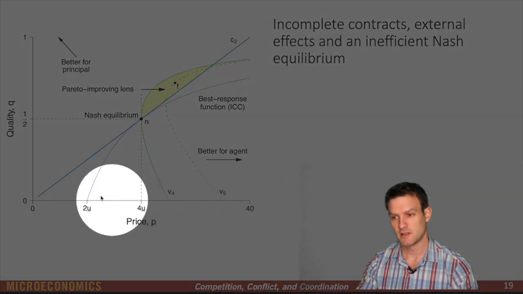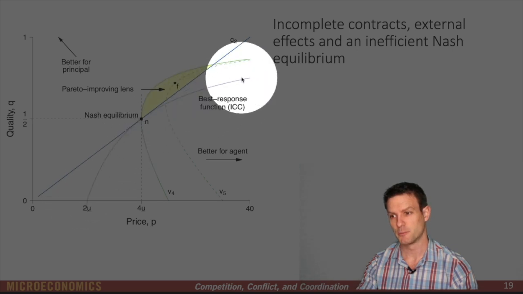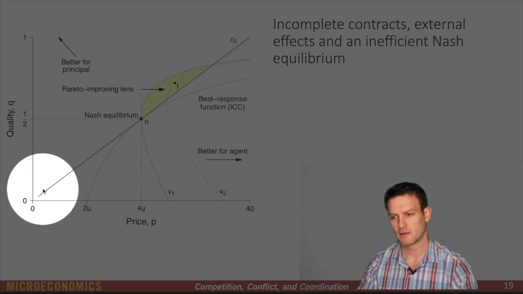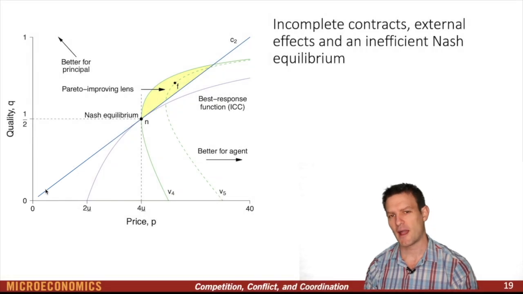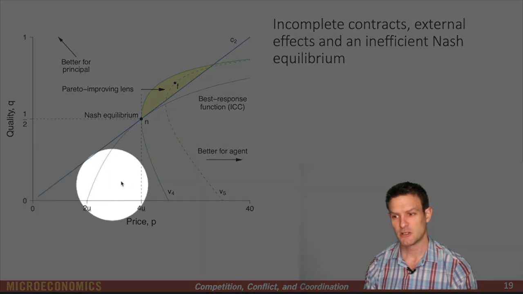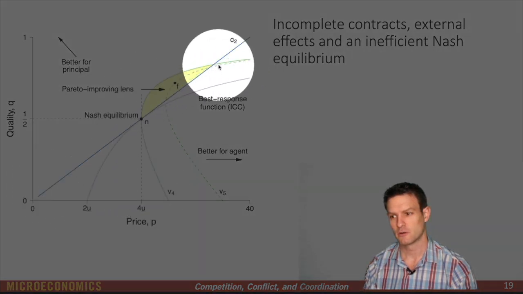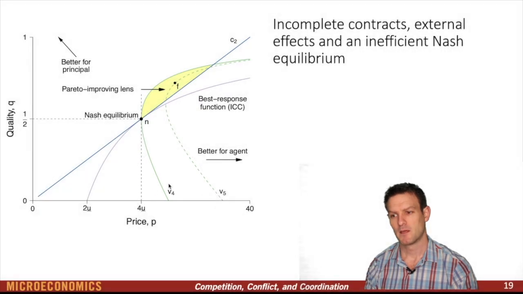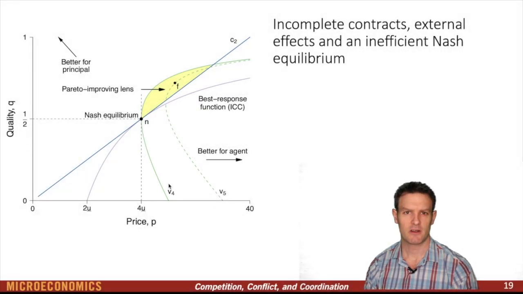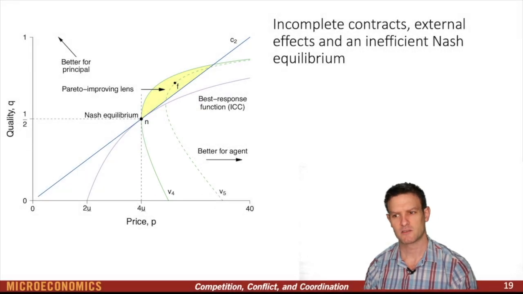We've got the best response function as the purple line, and we've got the isocost curve as the blue line. But then you can see we've also added a couple of other lines. We've added back in the agent's isovalue curves. So you can see here we have an isovalue curve for the agent, V4. We've also added in a shaded area, which is the Pareto improving lens.